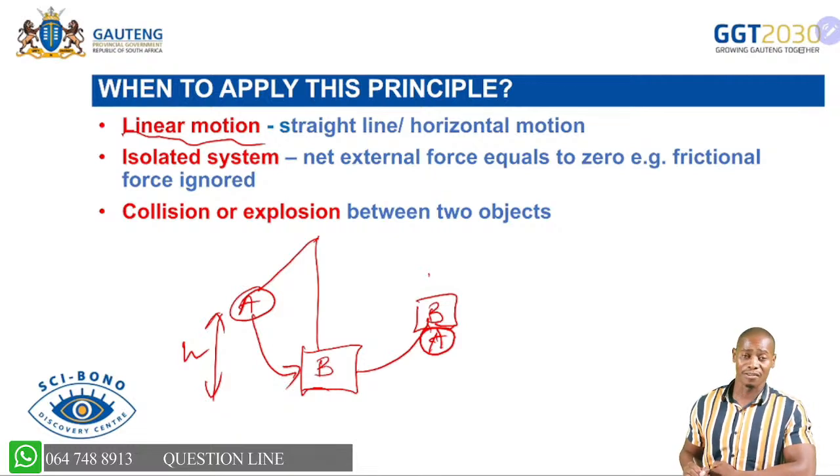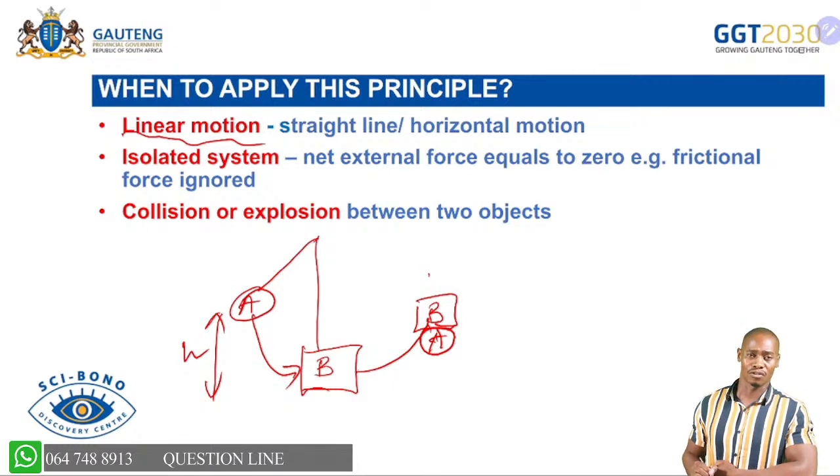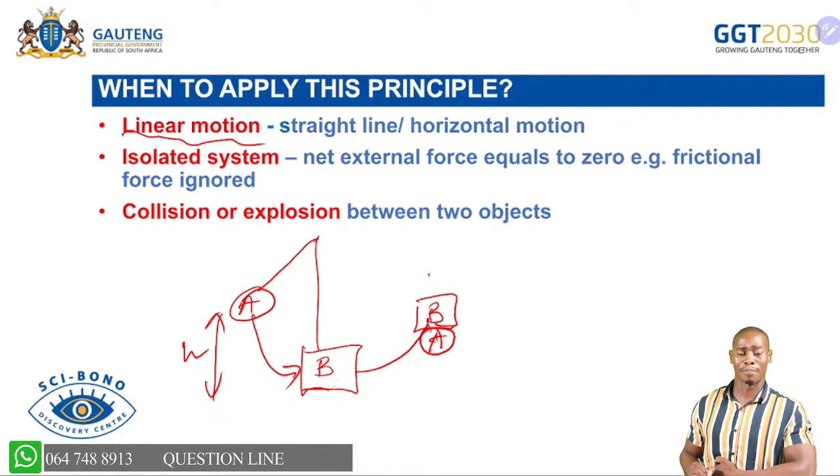In this scenario, learners, you cannot apply the principle of conservation of linear momentum. Why? One, you need to check whether the system is isolated or not. Let's say frictional force or air friction is ignored. Fine, that is number one. Two, there is collision between object A and object B. But three, remember the motion should be linear. Is this linear motion? No. Is this horizontal motion? No, it's just a circular motion.